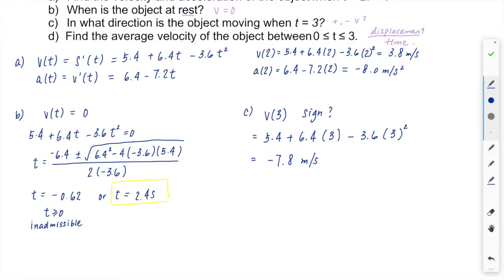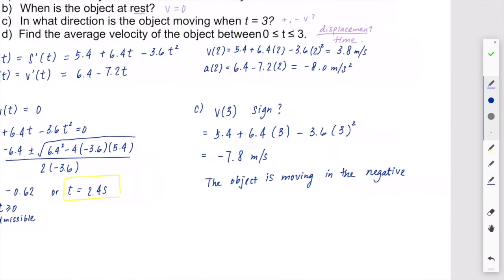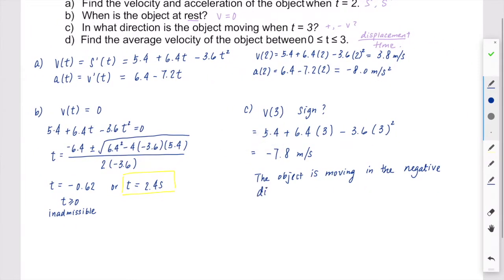We can write down, therefore, the object is moving in the negative direction. Do I have room? No. That's it.